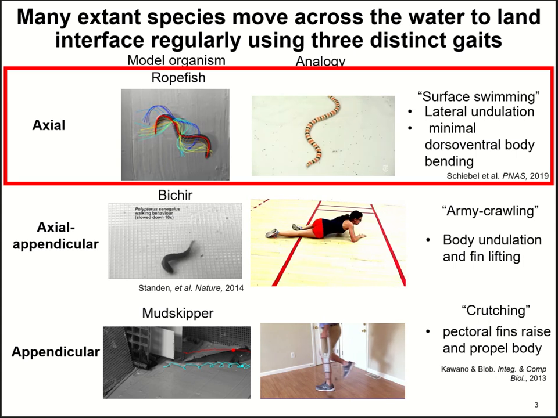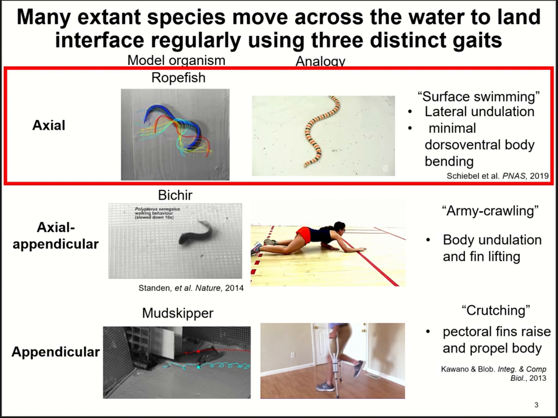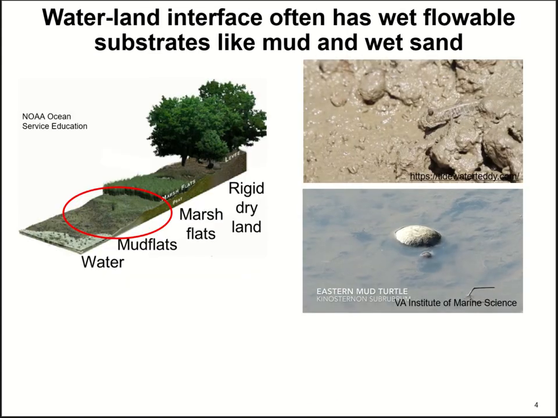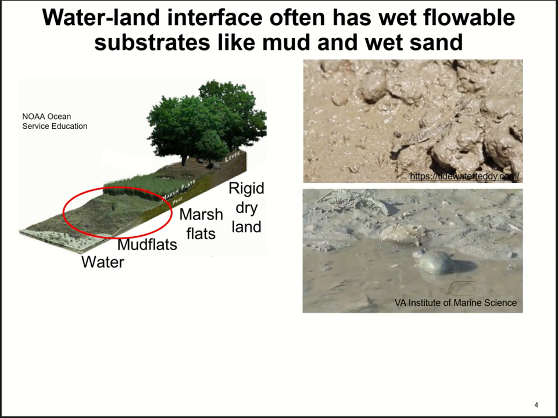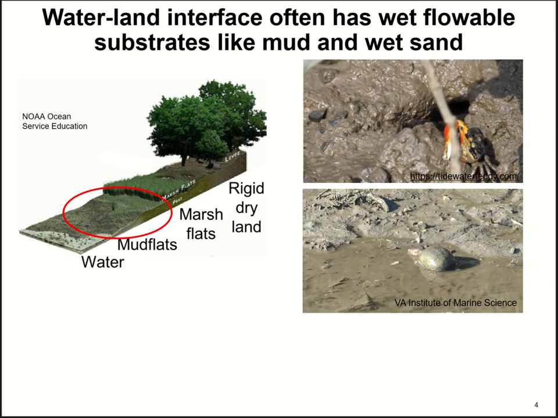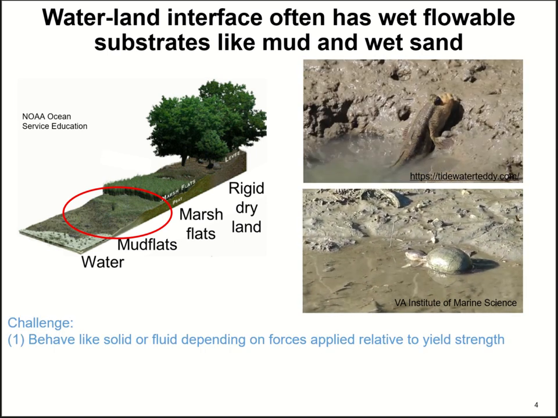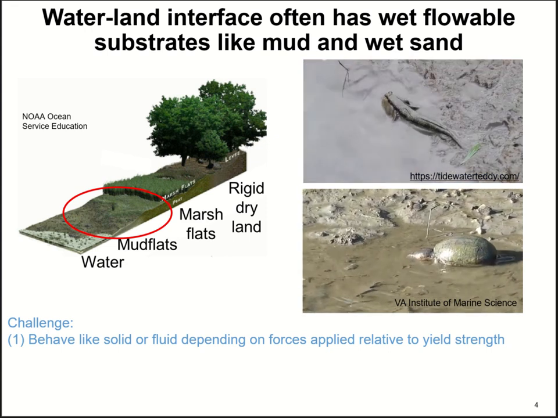In this talk, we'll be focusing on the axial-based locomotion used by elongate fishes, and here we will use roefish as our model organism. The water-to-land interface often consists of wet flowable substrates such as mud and wet sand. Moving on such substrates can be a challenge because it can behave like a solid or a fluid depending on the forces applied relative to that of the yield strength.